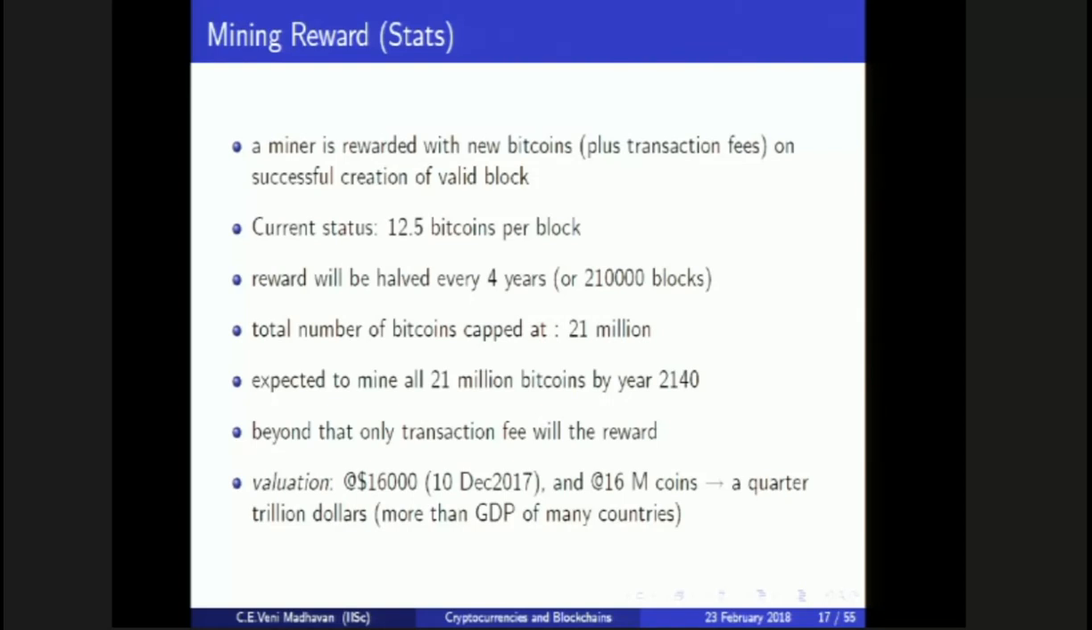Of course, the valuation part is all the gimmickry of the finance world, which is the least understood. It's so expensive, I think it may not sustain. Its total worth, at least some time ago, was about $250 billion, which is bigger than the GDP of many countries.